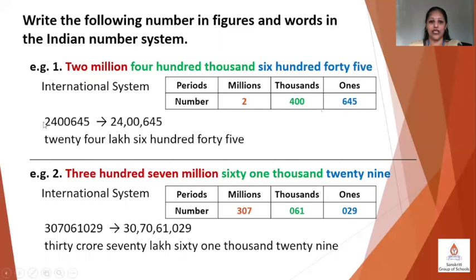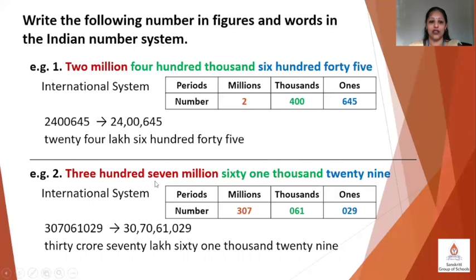So the number is written as 2400645. Now we will insert the commas and write this number in the Indian number system. So it is written as 24,00,645, and this number is read as 24 lakh 645. We have not mentioned the thousands period, as the thousands period has 2 zeros. Let's go to the next example.